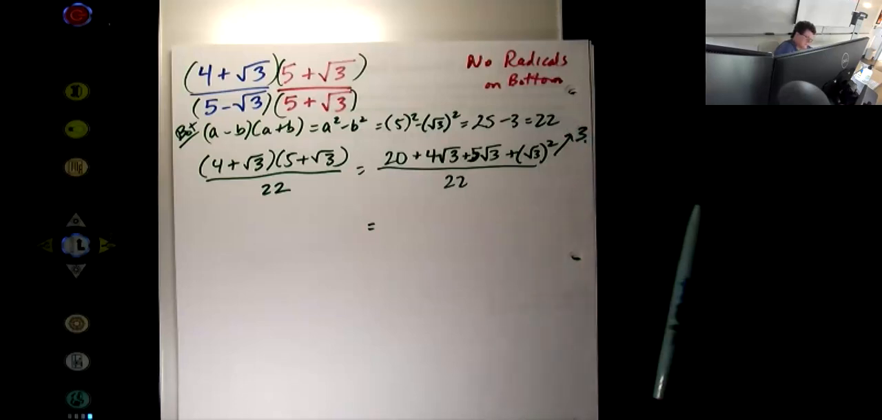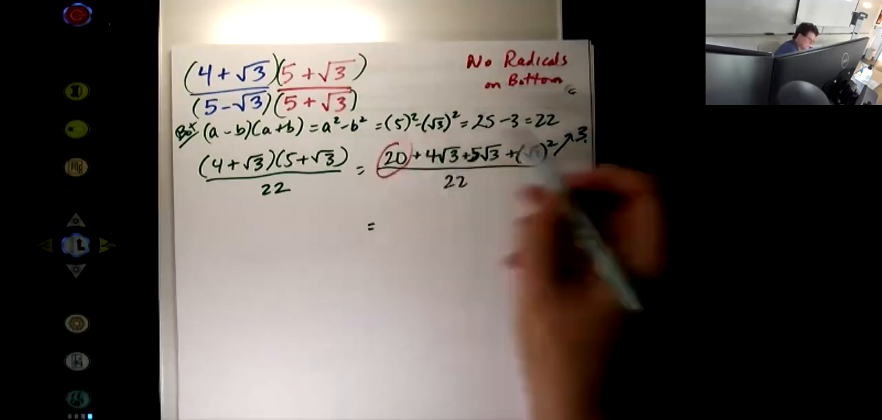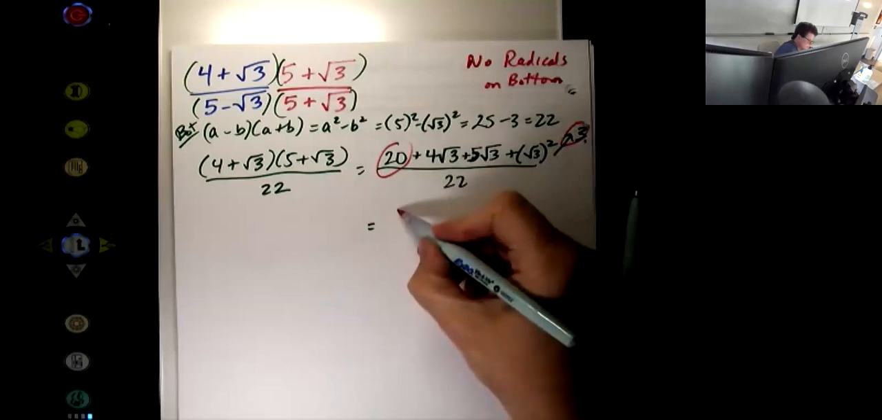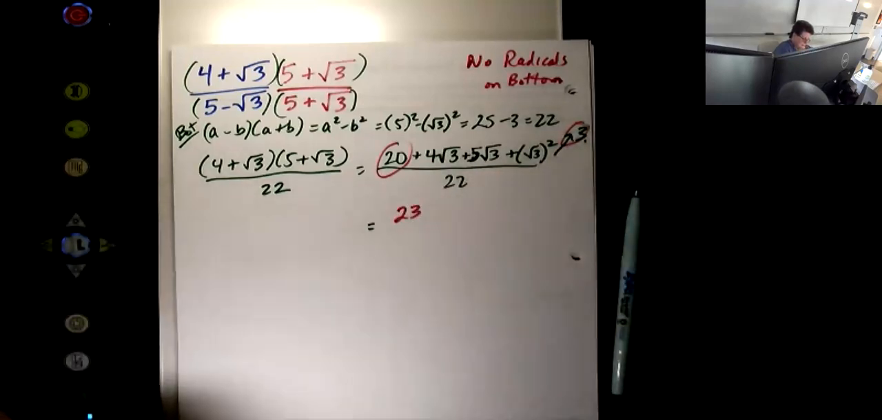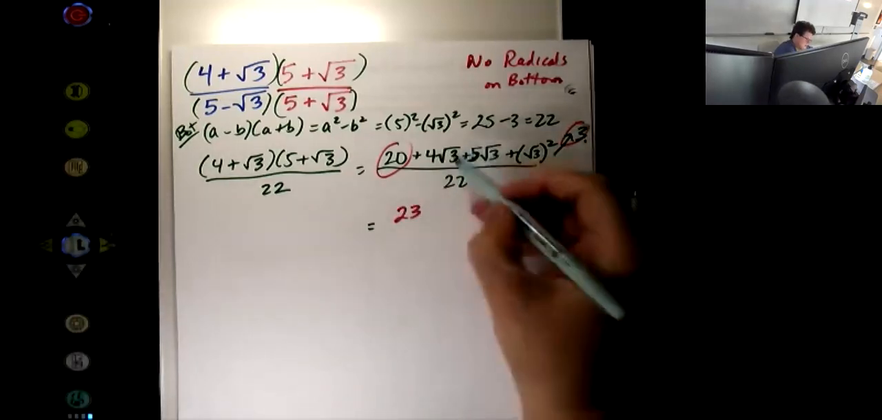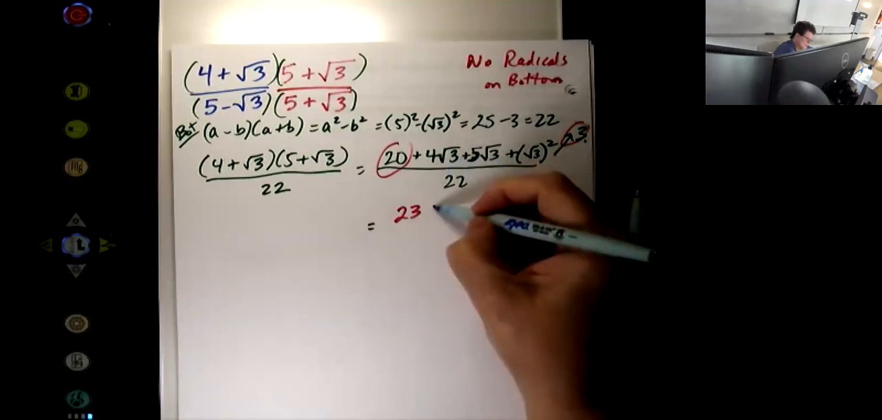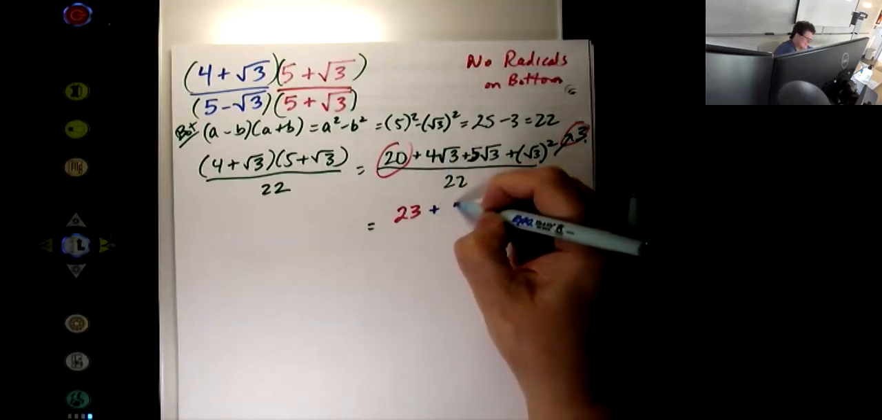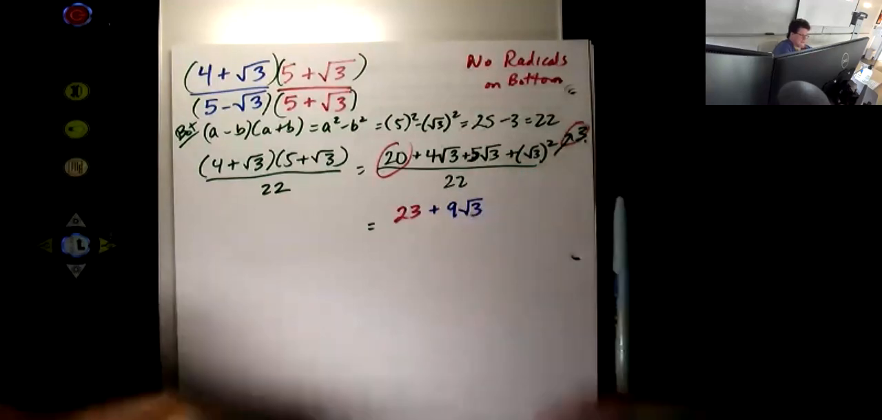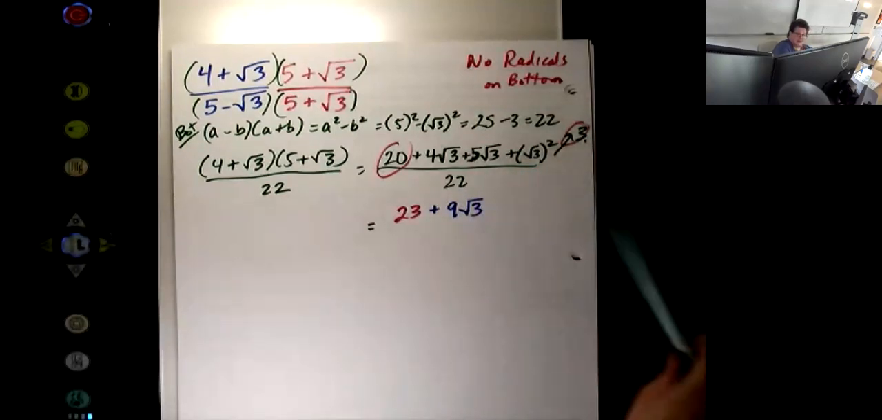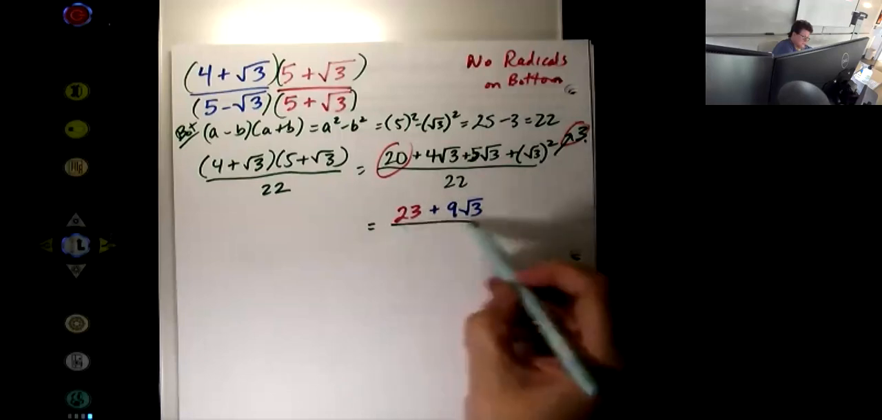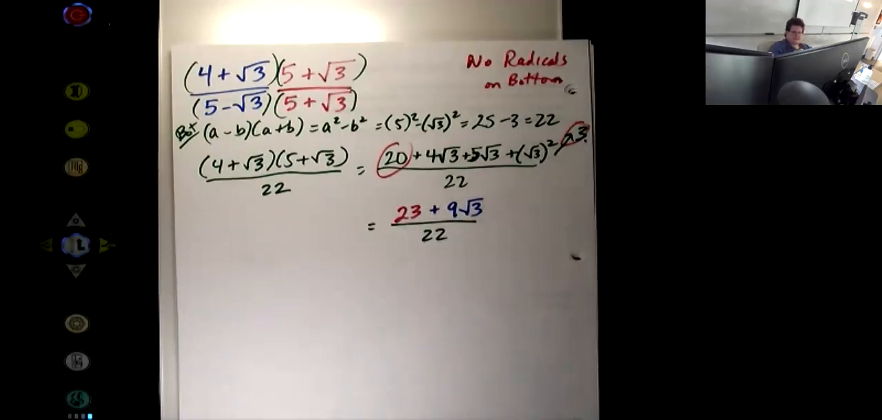So I've got, this has no radical, that has no radical. 20 plus 3 is 23. These both have a root 3, so I can add them together. 4 plus 5 is 9. So 9 root 3. And the bottom is still 22. 9 or 22 doesn't simplify with anything on top, so that's the answer.